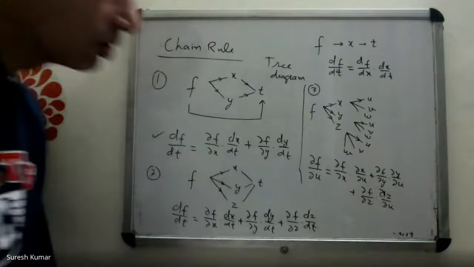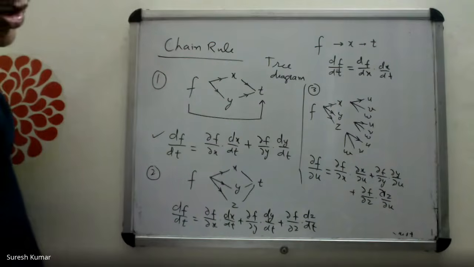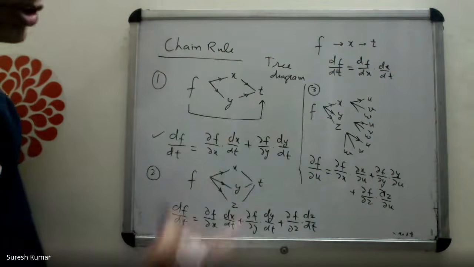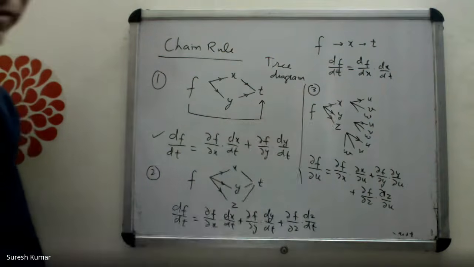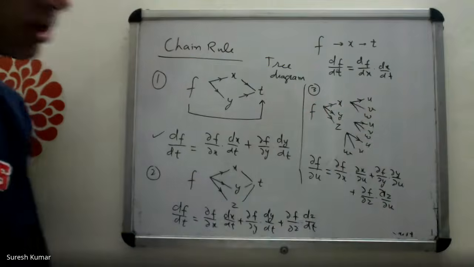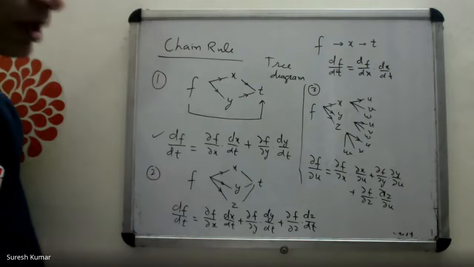Partial everywhere this time. Why? There's no total derivative in the whole expression. F depends on x, y, z. Dependence is on more than one variable. Here also, x, y, z further depend on three variables. Finally, f also depends on three variables.